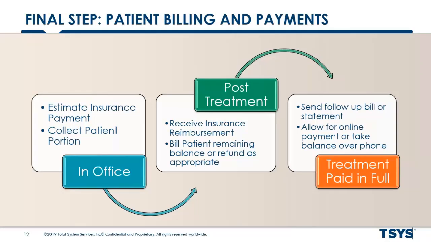In the final step, which is patient billing and payment, if there's a balance due, it's time to send that or communicate that out to the patient. And this process can take different pathways as seen until an acceptable or final bill payment is made. And of course, if there's a difference, you'll have to create an adjustment.